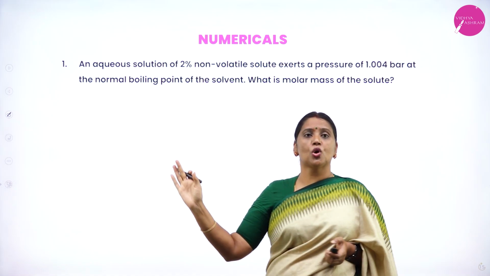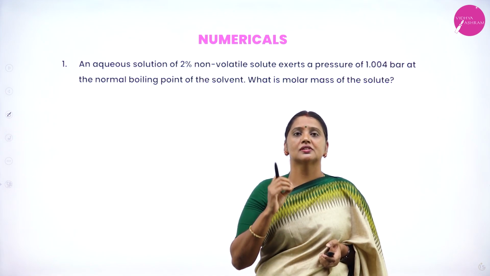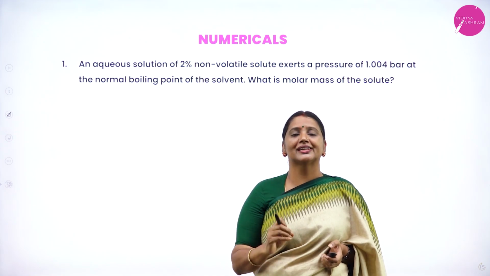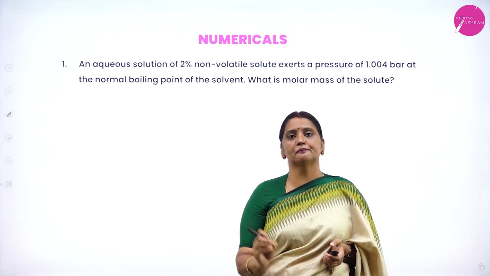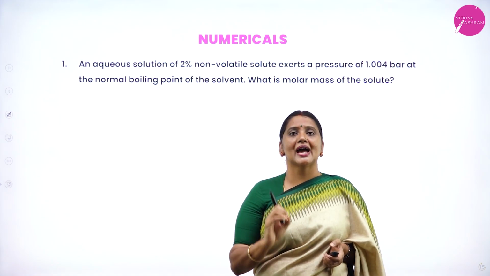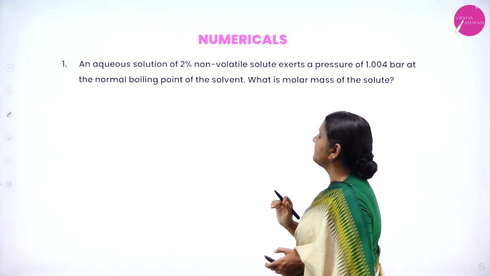Now, I completed all four colligative properties. Regarding that, I am going to solve some numericals on colligative properties like relative lowering of vapor pressure, elevation of boiling point, depression in freezing point, as well as osmotic pressure. Now, I will start the numericals.